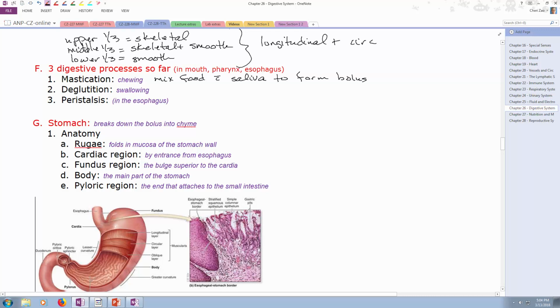Deglutition is the technical term for swallowing. We originate that into the back of the oral pharynx and then on down. Peristalsis is a process that only occurs so far in the esophagus, and indeed we'll be using our longitudinal and circular smooth muscles to literally shorten and constrict and squeeze the food down the esophagus, whether we're standing on our head or standing upright.